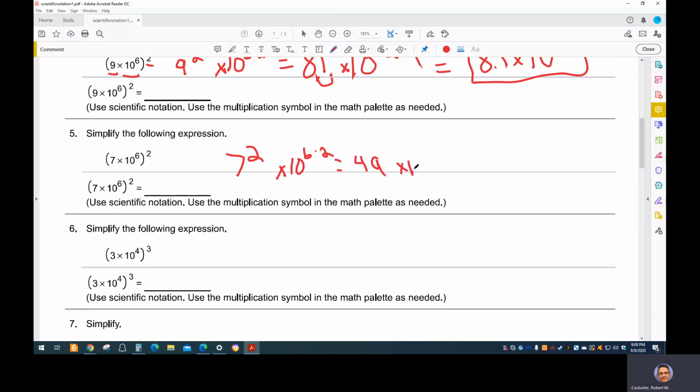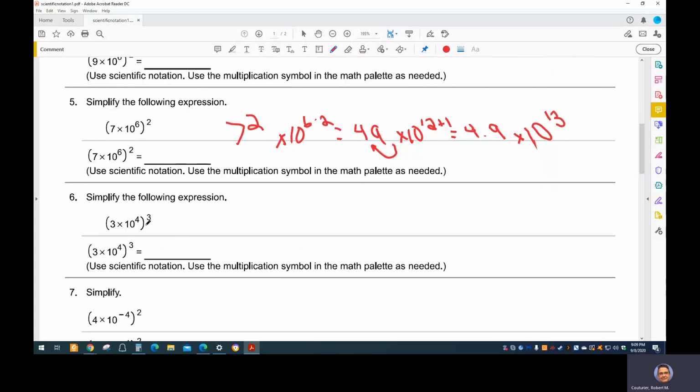The base 10 is the base, so that does not change. 6 times 2 is 12. Again, this is not proper scientific notation. We have to move that decimal spot one spot, which means we have to add 1. So it's 4.9 times 10 to the 13th power. It's not so bad, right? Getting the hang of it.